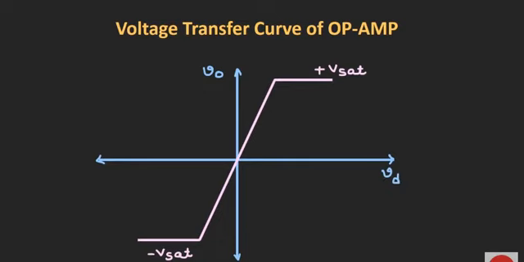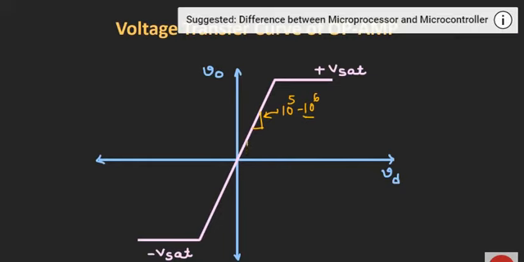If you see the voltage transfer curve of the op-amp, it will look like this. Here the x-axis represents the differential input applied to this operational amplifier, and the y-axis represents the output voltage of the amplifier. The slope represents the gain of the amplifier, which used to be in the range of 10 to the power 5 to 10 to the power 6. Now let's say the gain of the op-amp is 10 to the power 6, and we are applying 1 microvolt of signal.